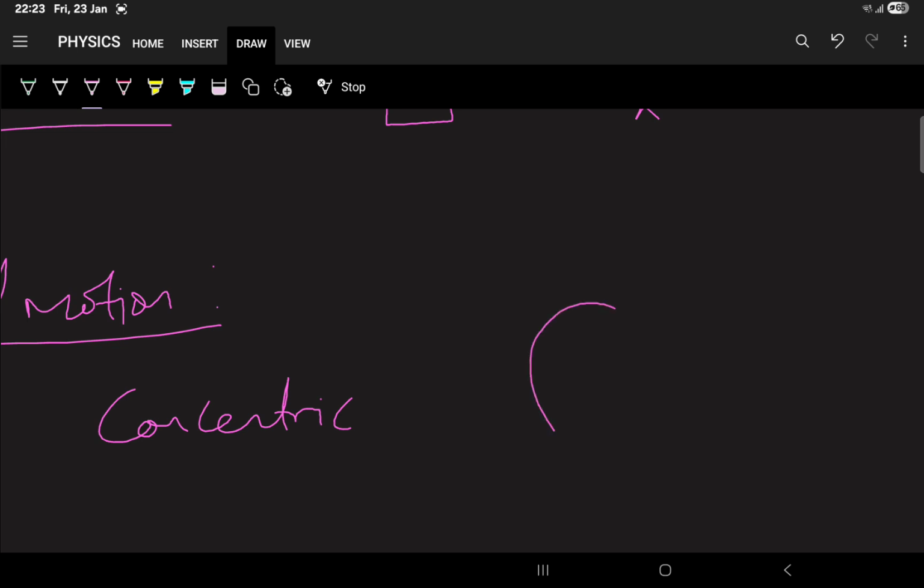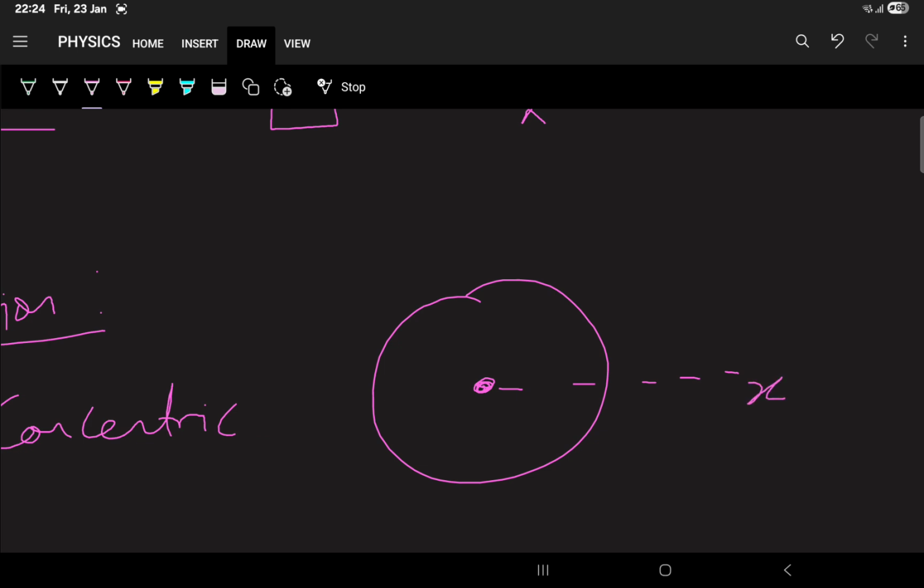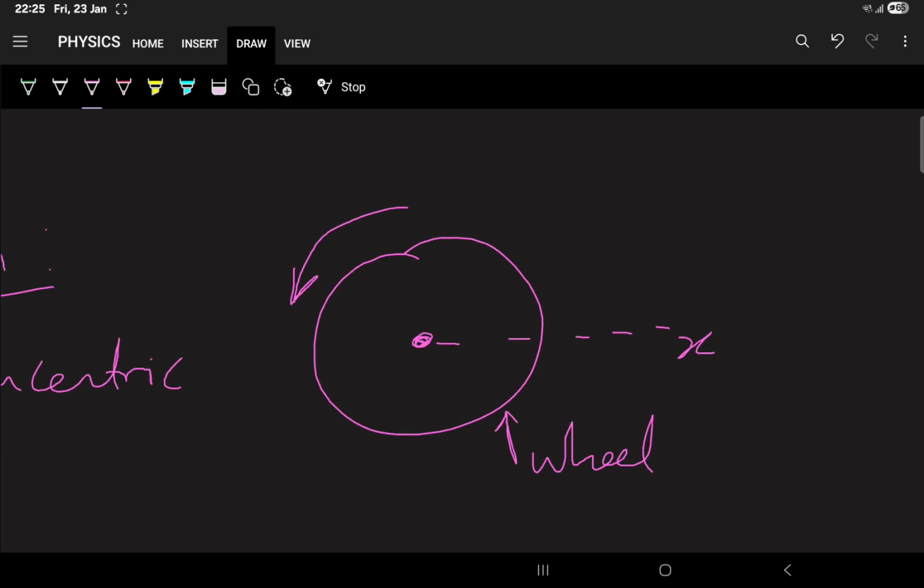Example, a rotating wheel. Let's assume this to be a rotating wheel. Let's assume this to be the center, and this as our horizontal reference. This is the wheel, and let's assume it's rotating in this direction. Now let's assume a point P over here. We'll see that P is also going to rotate concentrically with respect to the center of the circle.